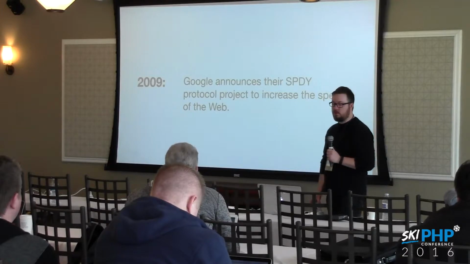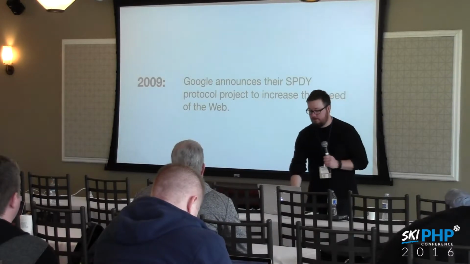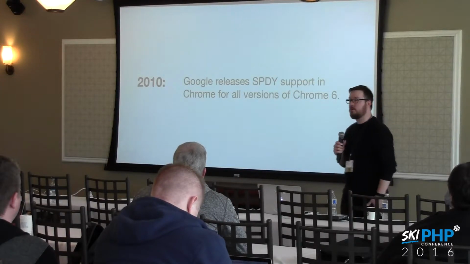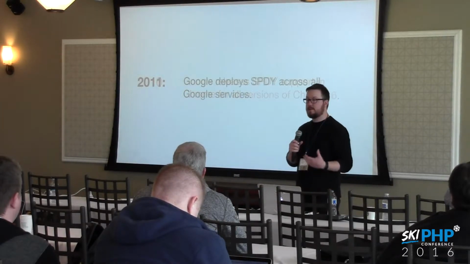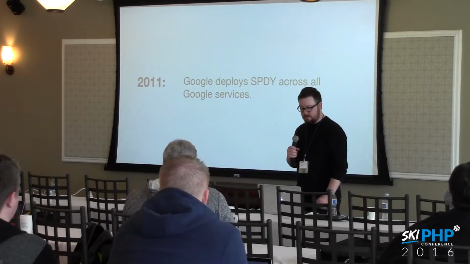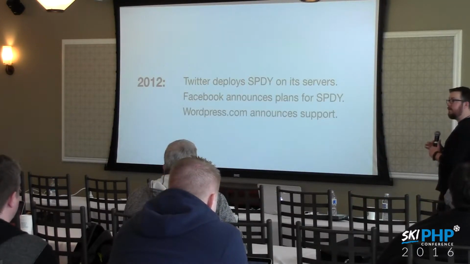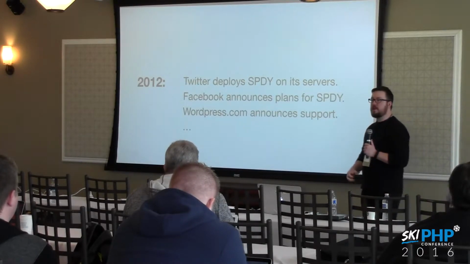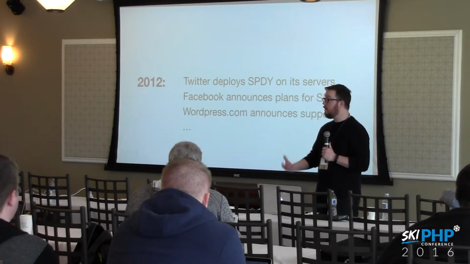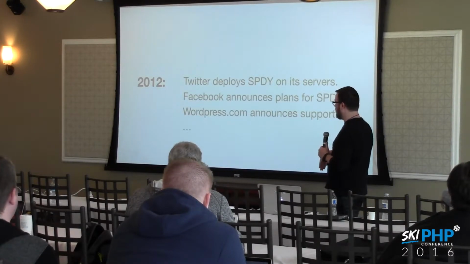In 2009, Google announces their Speedy Protocol project to increase the speed of the web. In 2010, they released Speedy support in Chrome for all versions of Chrome 6. In 2011, now we're still dealing with Google here, Google deploys Speedy across all of their Google services. But then in 2012, something big happens. Twitter and Facebook and WordPress.com all see great advantages in using Speedy. They see browser support increasing, at least among their users, because a lot of people are using Chrome, and so they deploy Speedy in their services.